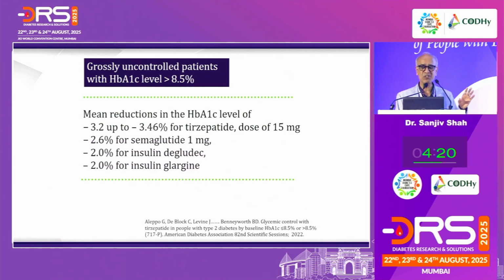The magnitude of A1C reduction in grossly uncontrolled diabetes, not a published paper but an ADA poster in 22, looked at a very high A1C reduction: 3.2 to 3.5 with tirzepatide, 2.6 with the diabetes dose of weekly semaglutide, 2% with degludec, 2% with glargine. So if the baseline is higher than 9, probably you will get a larger weight loss with any of the drugs.